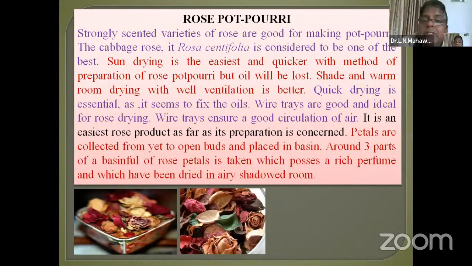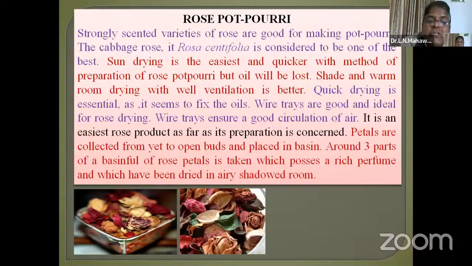Then there are potpourris. Strongly scented varieties of roses are good for making potpourri. The cabbage rose, especially Rosa centifolia, is considered to be one of the best, and sun drying is the easiest and quickest method for preparation of the rose potpourri, but oil will be lost under sun drying. So shaded and warm room drying with good ventilation is better, and quick drying is essential as it seems to fix the oil. Wire trays are ideal for rose drying, and wire trays ensure good circulation of air. It is the easiest rose product as far as its preparation is concerned.